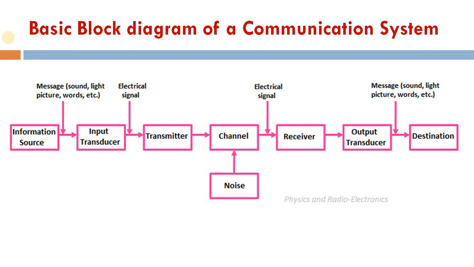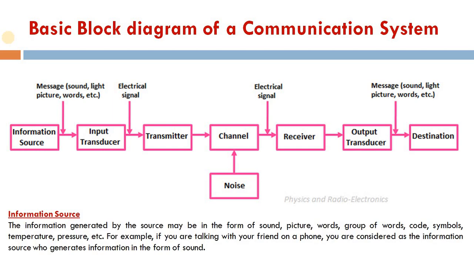Now, let us see the basic block diagram of a communication system. So, in the case of communication, we need to transmit and receive the information as such. The information generated by the source may be in the form of sound, picture, words, group of words, code, symbols, temperature, pressure, etc. For example, if you are talking with your friend on a phone, you are considered as the information source who generates information in the form of sound.